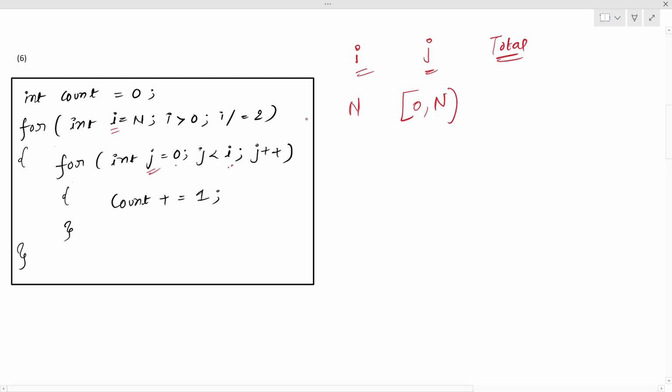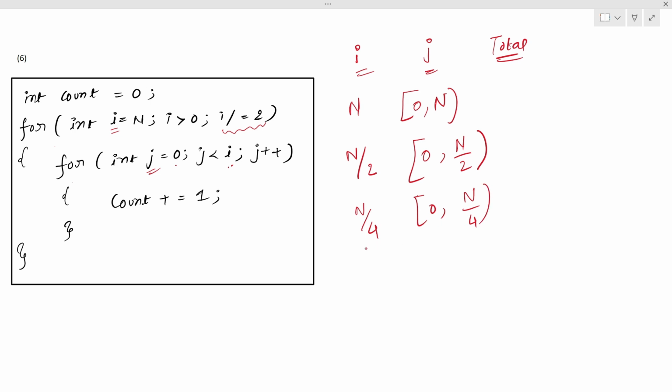Similarly, what happens to i value? You can clearly see i is divided by 2. That means i will become n by 2 for the next iteration. Again, you will get 0 to n by 2. Right? Again, what will happen to our i value? n divided by 4. So again, 0 to n by 4. So it goes on something like this.